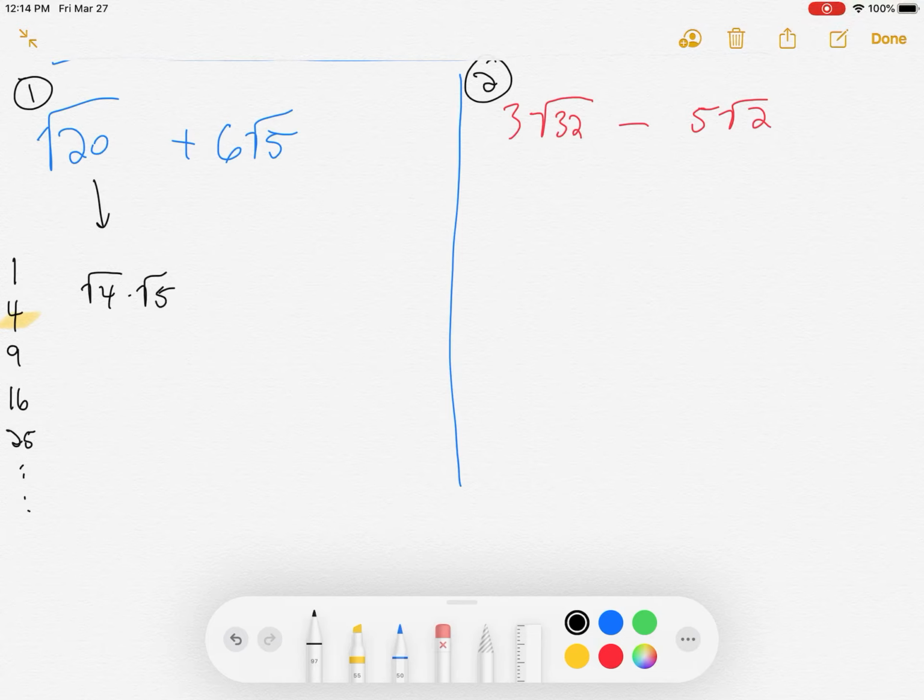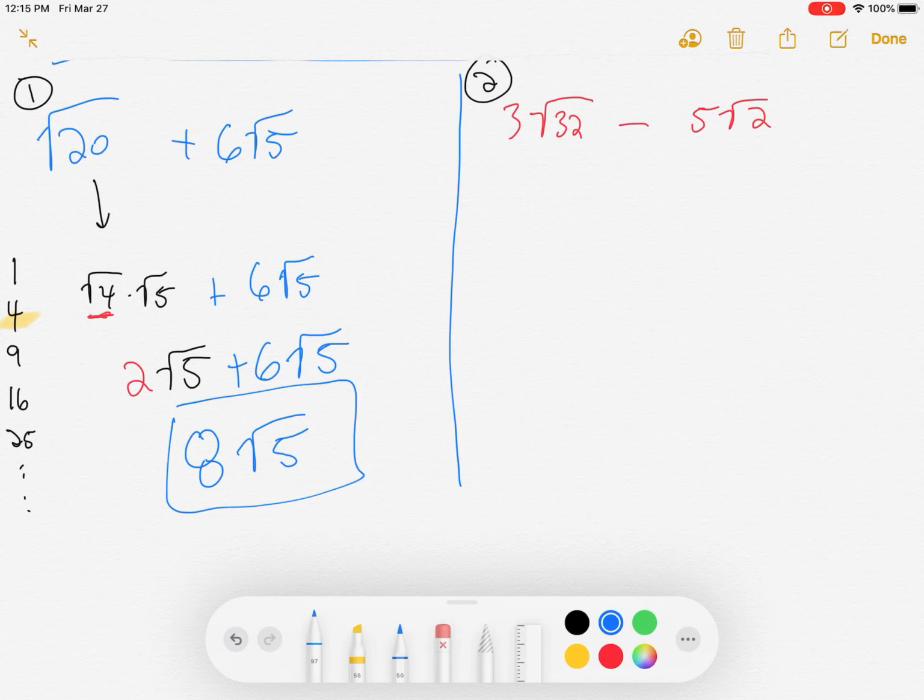And again, I always put the perfect square first, because we're going to end up reducing that. So I have the square root of 4 times 5 plus 6 square roots of 5. And now, again, that helps us because the square root of 4 is 2 square roots of 5 plus 6 square roots of 5. Now you probably notice, ooh, I have the same number inside the house underneath the radical symbol. So what I can do is just combine these. So if you have 2 square roots of 5 and you add 6 square roots of 5, how many square roots of 5 do you have? Well, you should have 8 square roots of 5 is your final answer.